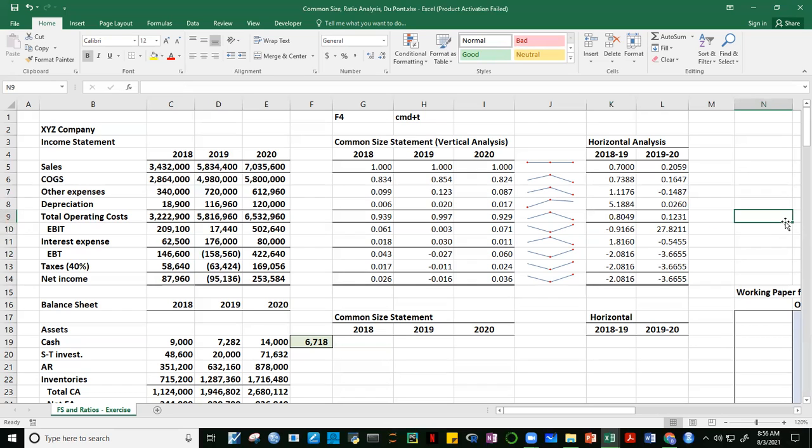Now, there's something here, guys, na mali. Okay? Anong mali dito sa horizontal analysis based on that negative?